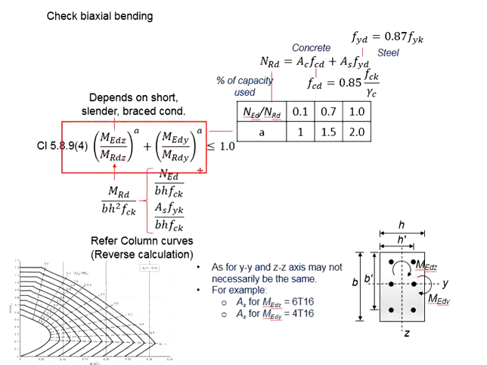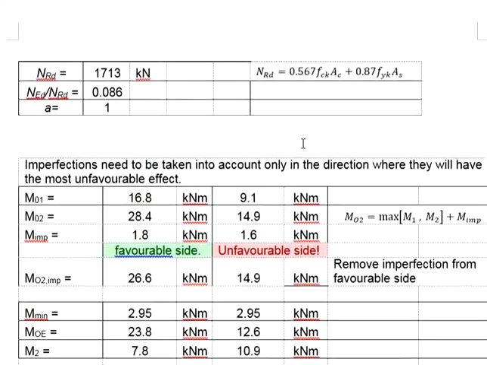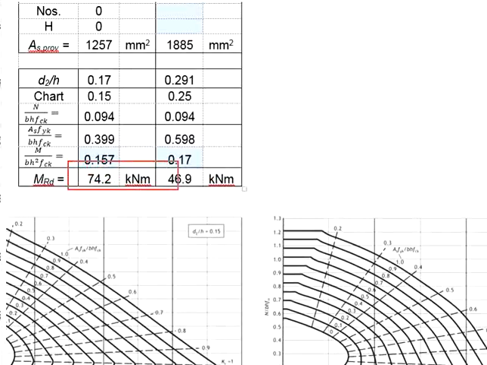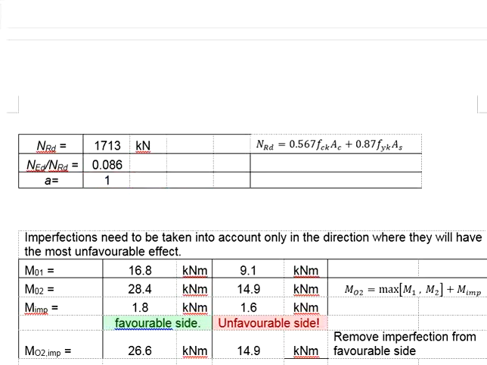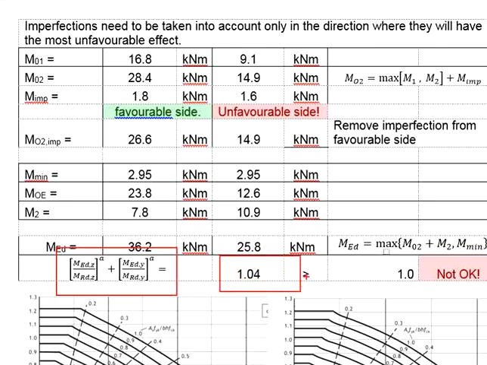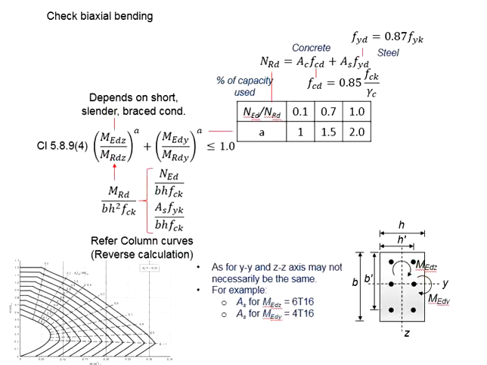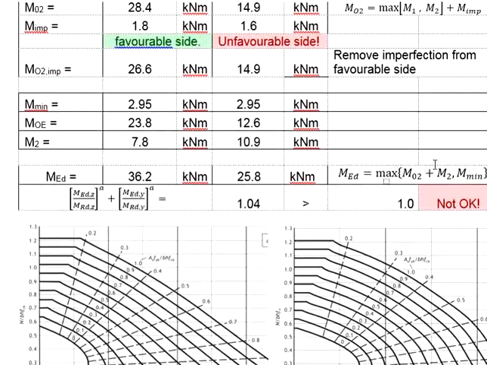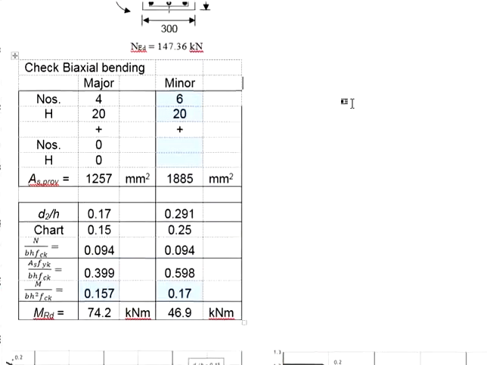Now that we have all the values for the equations, the MRD for the major and the minor axis are given here. The a is taken as 1.0 and the MED for the major and the minor axis are given here. Substitute into the equation, and you find that it equals 1.04. This is more than 1.0. It does not meet the requirement to be less than 1.0. That means the provided reinforcement bar is insufficient in this case, even though we went through the calculation steps.